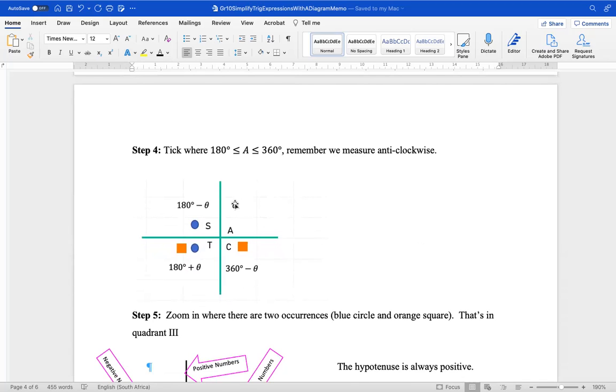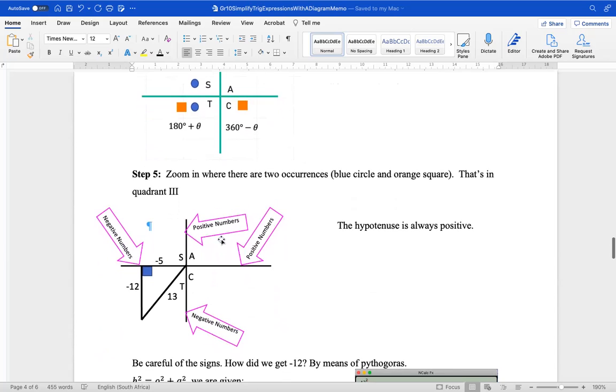We measure anti-clockwise, ladies and gents. We start from quadrant 1 at the rest position. There's 0 degrees. So picture as if you're using your protractor. We're going anti-clockwise, so it's 0, 90, 180. So in other words, we're starting from here, 180 to 360. So you plug in your orange square or your cross or your star or your heart, whatever is appealing to you as a marker to indicate what your territory is. I love my orange square and my blue circles, and then you make a mark on quadrant 3 as well as quadrant 4.